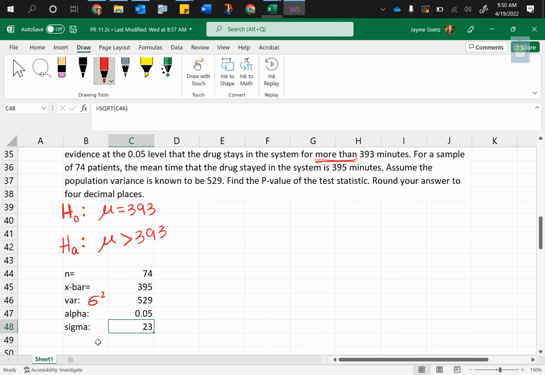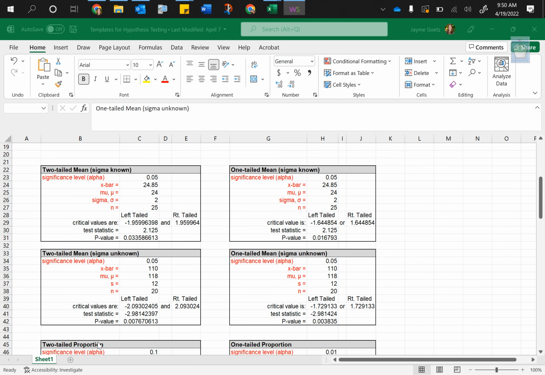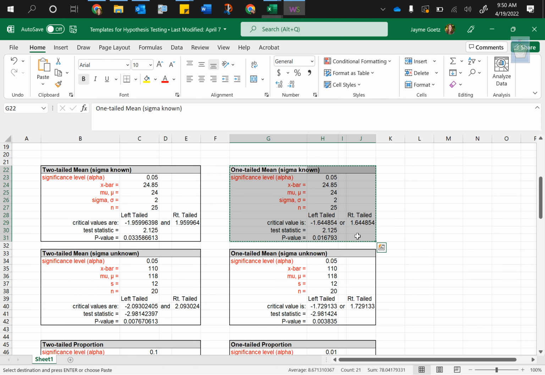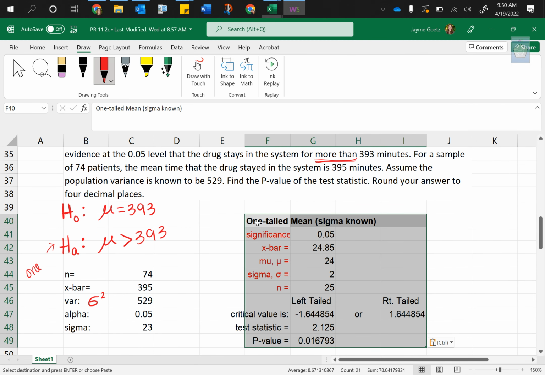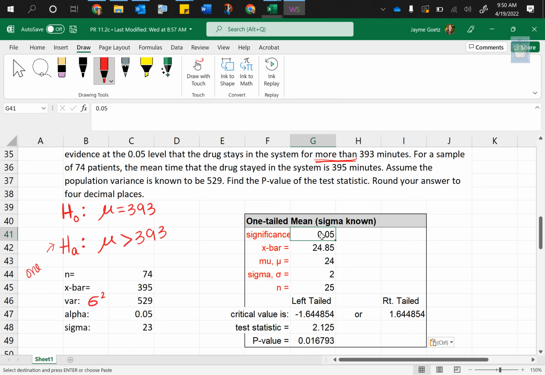We know it's going to be a mean, but tell me, according to my alternative, is it one tail or two tails? This is going to be a one-tailed mean, sigma known or sigma unknown? Sigma known. So let's go to my templates, and again, I want one-tailed mean, this time sigma known. So one-tailed means on this side, sigma known is the top one here. Copy the whole thing, title included. Paste it in there. Now we're just going to put in our information.